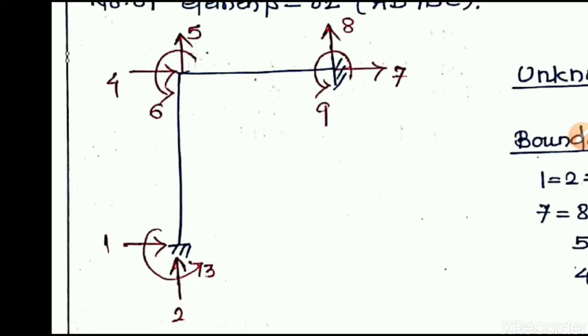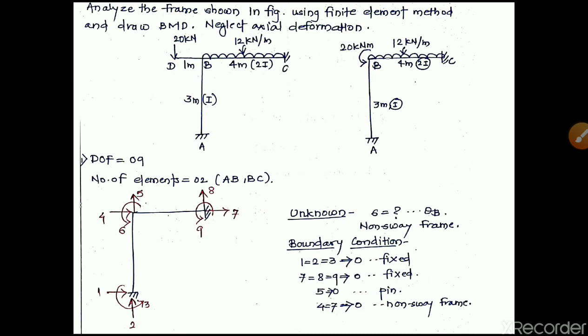As you can see from this figure, we can analyze this frame ABC, as at C point it is given a fixed support. Because of that fixity at C support, the sway of the frame will be prevented. That means this frame is called a non-sway frame, where delta is 0. So the only unknown in this frame is the rotation at B. At degree of freedom number 6, that is theta B, that is unknown here.